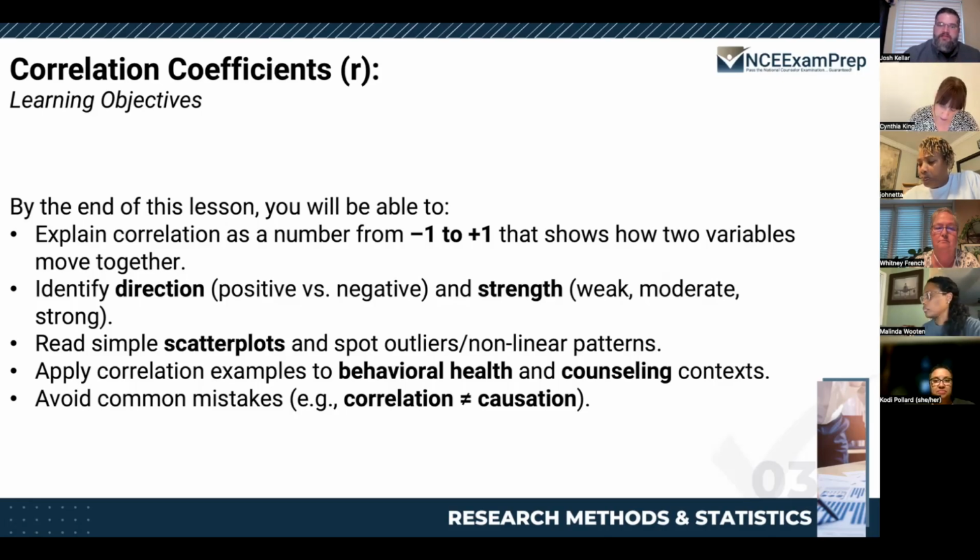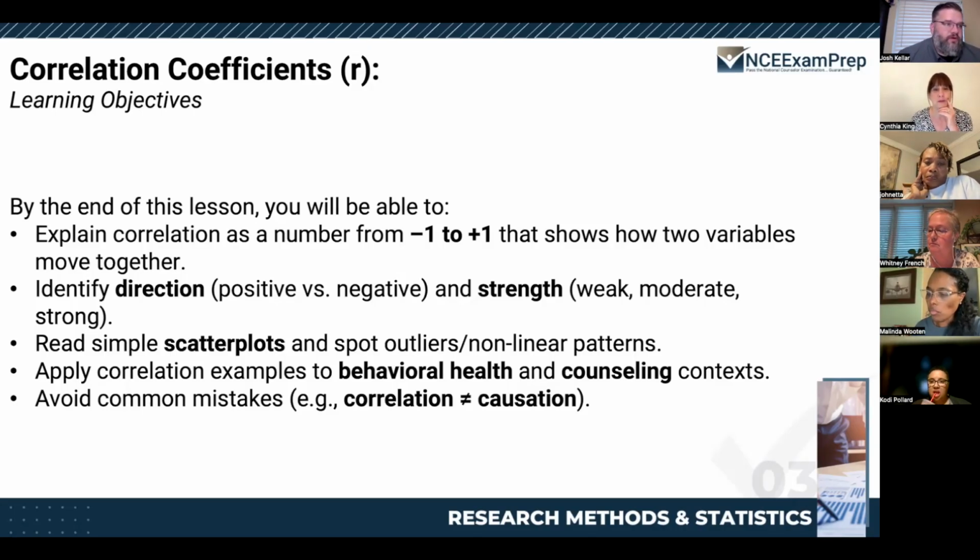Identify the direction, positive versus negative, as well as the strength. A correlation coefficient is going to have a direction and a magnitude to that number. We're going to read simple scatter plots and spot outliers and nonlinear patterns, and be able to identify, at least visually, the correlation from the scatter plot. And then apply these examples to behavioral health situations, counseling contexts, and things like that. And then also avoiding common mistakes, the main one being that correlation does not equal causation.